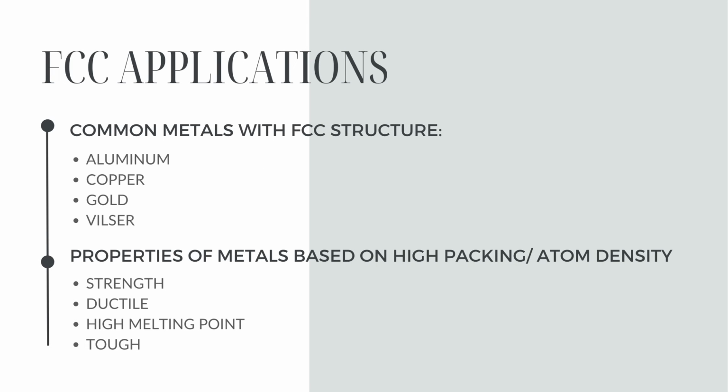As mentioned in the beginning of the presentation, some common metals with FCC structure are aluminum, copper, gold, silver. I'm sorry I misspelled the word silver, but anyways, some properties of metals based on the high packing and atom density are strength, ductility, high melting point, and toughness.